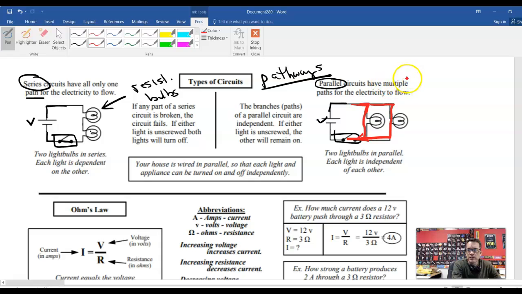All right, so the big thing is, again, parallel is going to have multiple branches. That doesn't just mean that there's parallel lines on it. That's not the whole thing. But if it's parallel, that means that there's multiple pathways that the electricity can flow through.